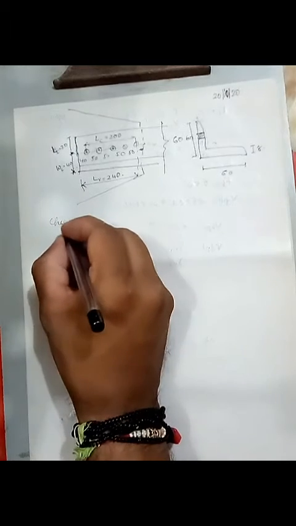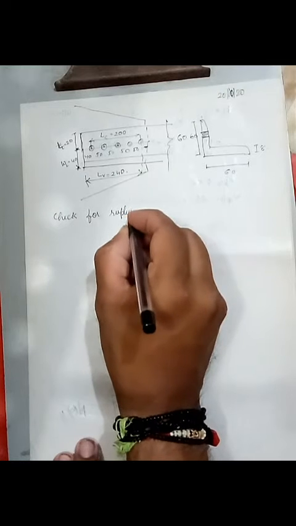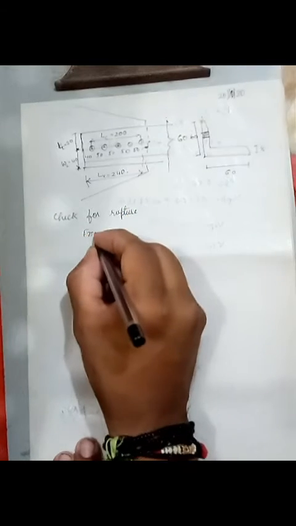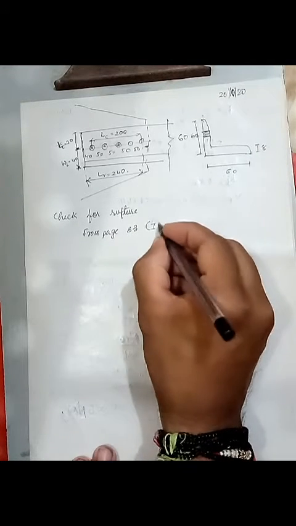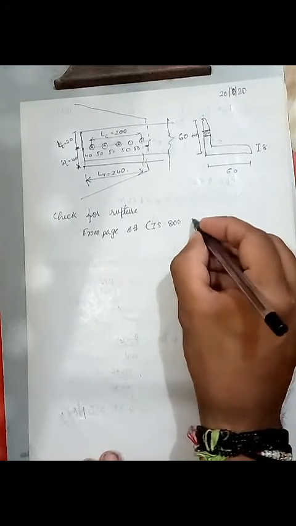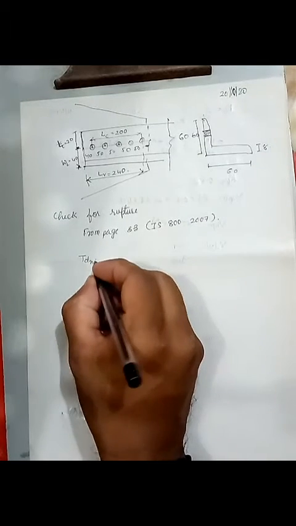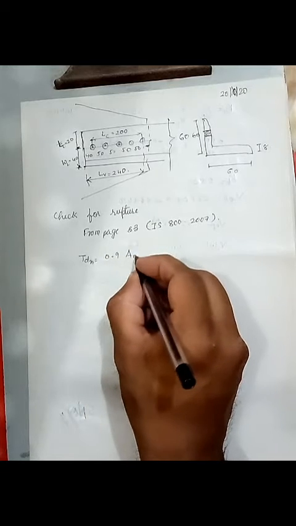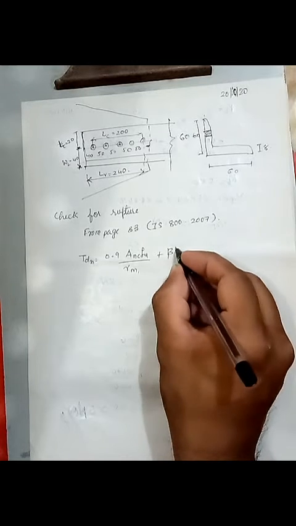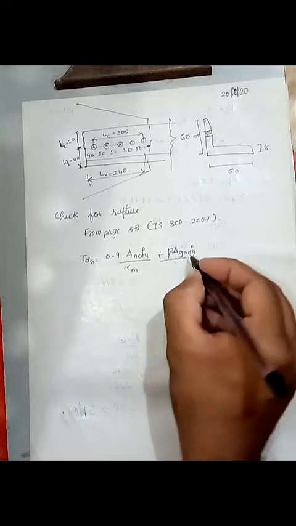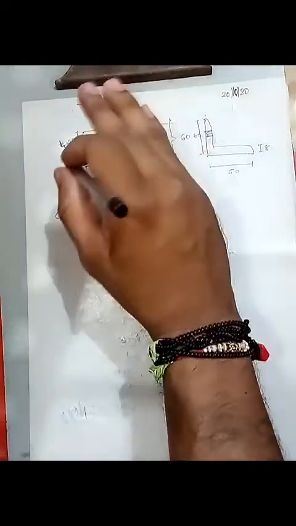So now check for rupture. From page 33 of IS 800:2007, TDN equals 0.5 ANC FU by gamma M1 plus beta AG naught FY by gamma M naught, and this is into 2 because two angles have been placed, this side and that side.